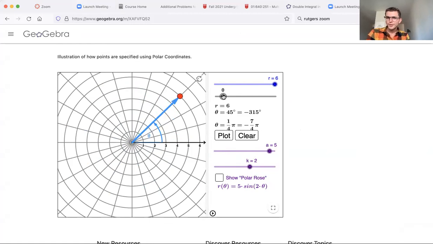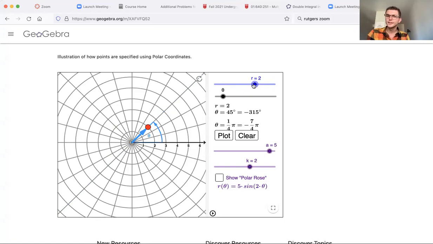So right, in polar coordinates, you have two variables instead of x and y. They're just r and theta, right? So r is the distance of a point, which in this case is this red dot, to the origin, right? So you see it here.